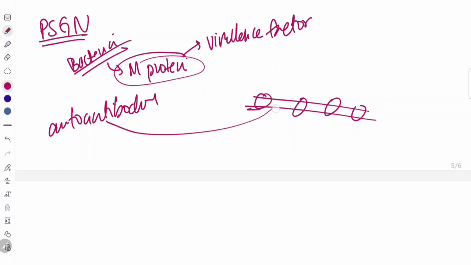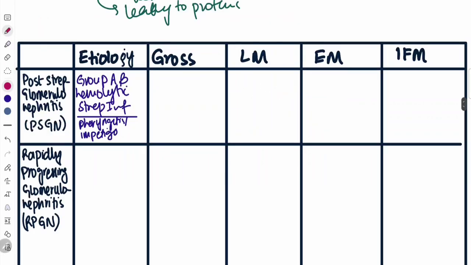Okay, what will happen is that these bacteria will go and sit on the basement membranes, and the antibodies against them will come behind them and get deposited. So antigen is what here? It is the bacteria, and the antibodies will come running behind the bacteria. Okay, so that is the main pathogenesis. That is the only thing that you need to know. Now let's fill up the table. So on gross features, you're going to have a flea-bitten kidney.